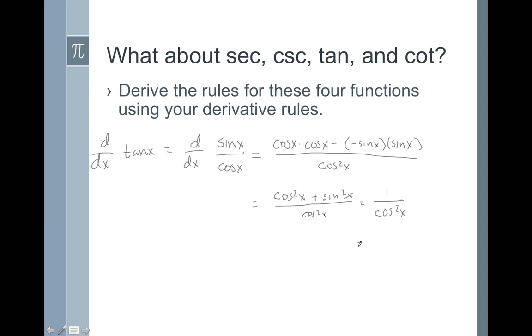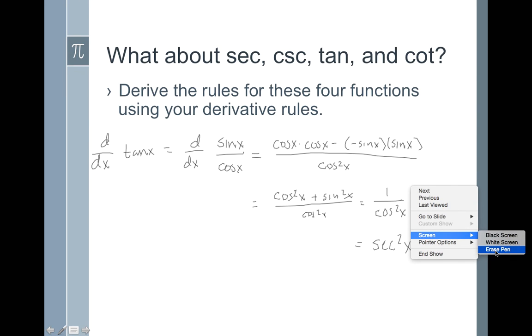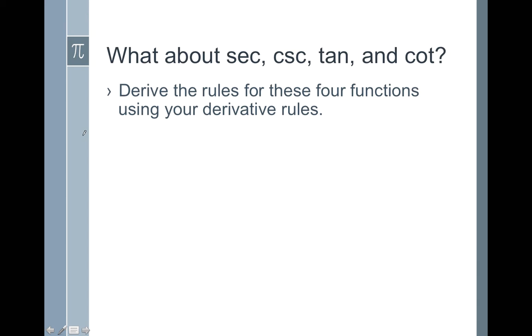And 1 over cosine squared is secant squared x. And the derivative of tangent is secant squared. All right, let's go ahead and do the last one here. I want to do this.